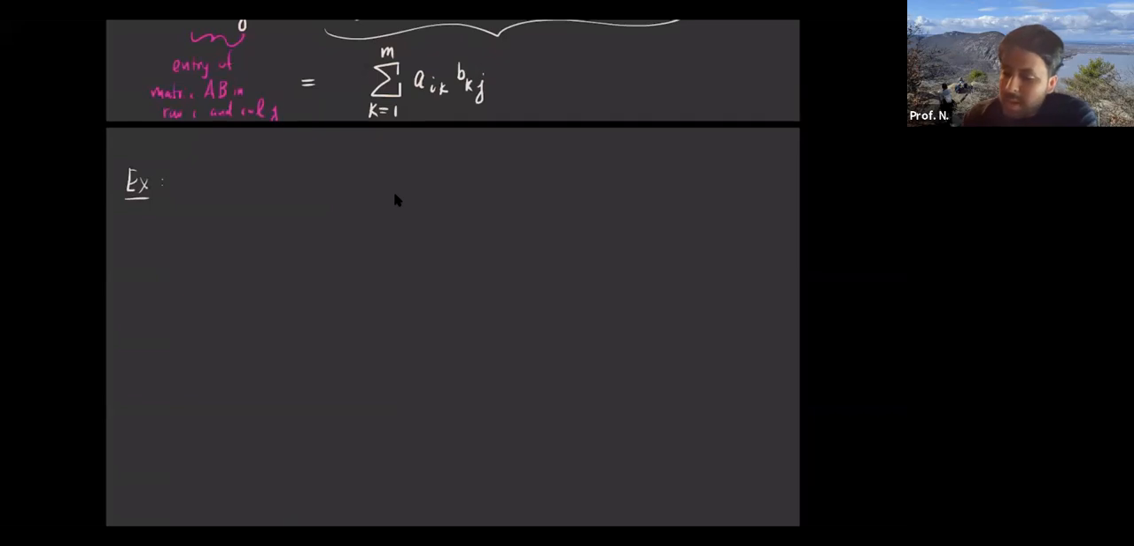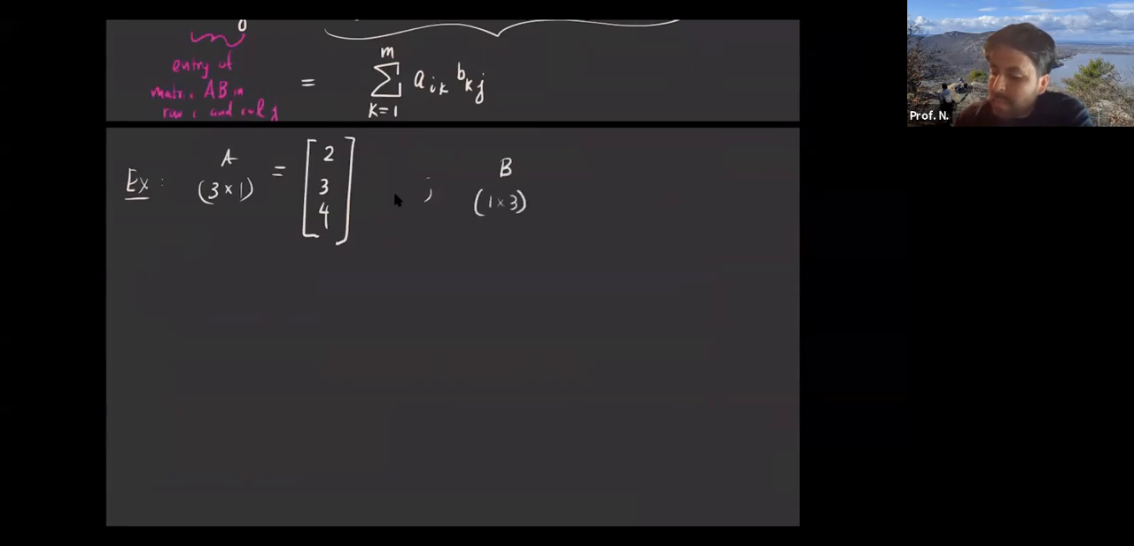So let's do that. Let's do an example of a 3 by 1 matrix. Call this A. You can make this up. 3 by 1 means 3 rows, 1 column. So literally it's like this: 2, 3, 4, for example. And let's look at the second matrix, B, which is 1 by 3. Let's do 1, 0, negative 1. Okay, and then we're going to multiply A by B.